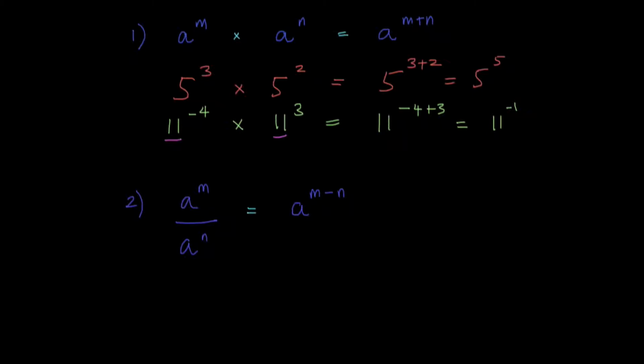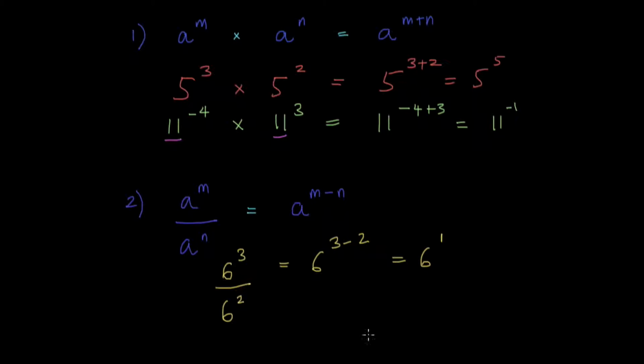So let's look at the second one. If I have any base a raised to the n value divided by a raised to the n value, then that would give me a, the same base, and this time you subtract the exponents. So here, when we're multiplying, we added the exponents, and here, when we're dividing, we subtract the exponents. So let's look at an example. If I had 6 raised to the 3rd power divided by 6 raised to the 2nd power, then that would give me 6 raised to the 3 minus 2, which is just 6 to the 1st power.